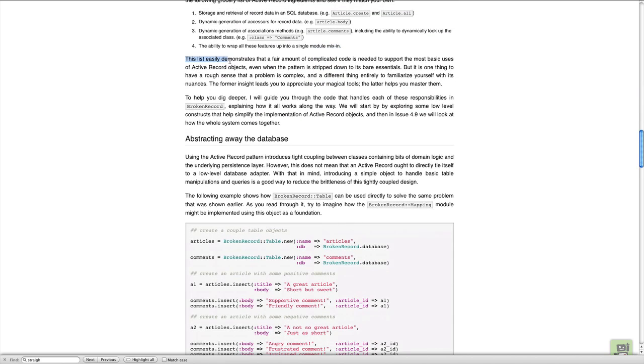This easily demonstrates the fair amount of complicated code needed to support the most basic uses of active record objects, even when the pattern is stripped down to its bare essentials. But it's one thing to have a rough sense that a problem is complex, and a different thing entirely to be familiar with its nuances. The former insight leads you to appreciate your magical tools, the latter helps you master them.